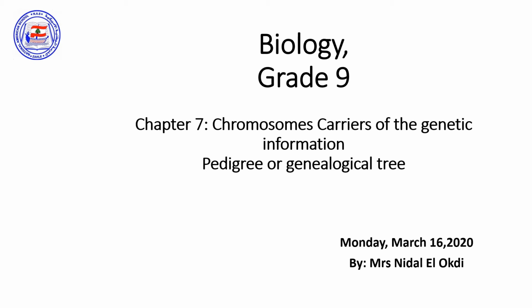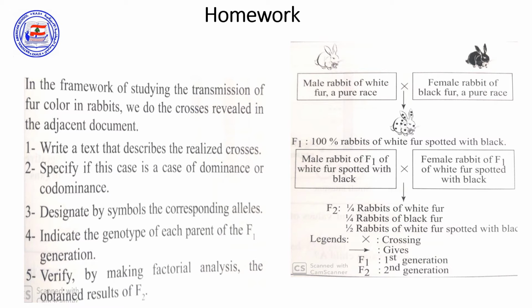Today, we're going to continue Chapter 7, Chromosomes Carriers of the Genetic Information, with the last part, Pedigree or Genealogical Tree. Let's first start with the correction of the homework. The first question, write a text that describes the realized crosses. So what you have to do is to simply describe the figure you see, of course using the legend: crossing gives first generation, second generation.